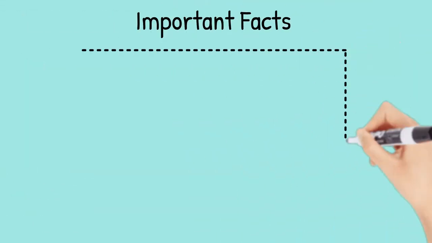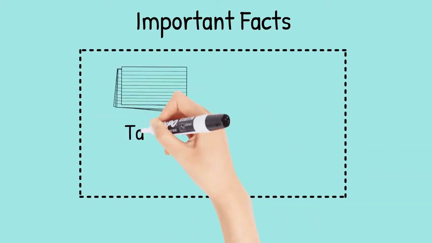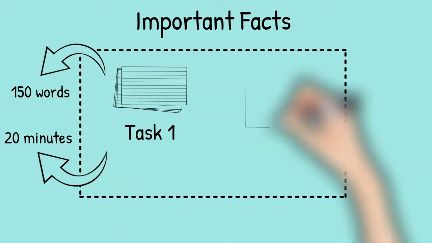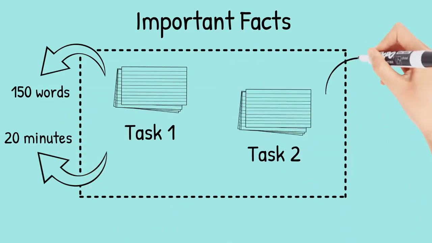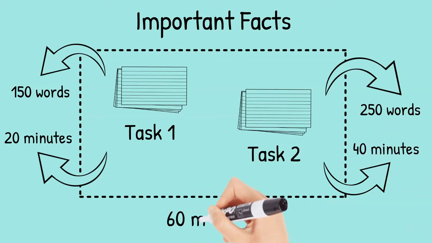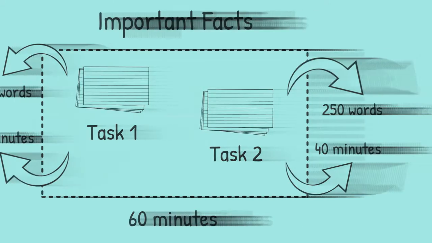Here are some important facts. For task 1, you need to write a minimum of 150 words within a time duration of 20 minutes. For task 2, you need to write a minimum of 250 words within a time duration of 40 minutes. The total time to complete the test is 60 minutes. Task 2 contributes twice as many marks to your overall score as task 1.